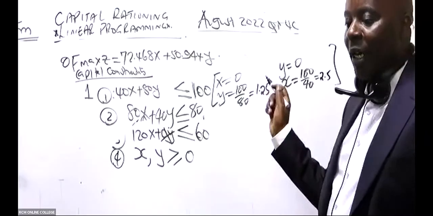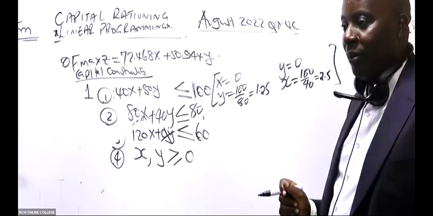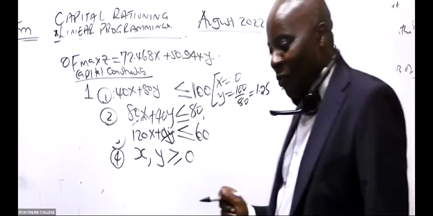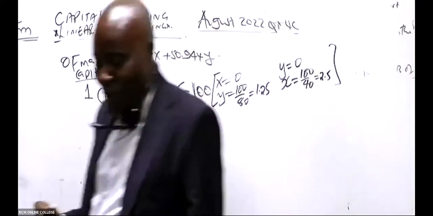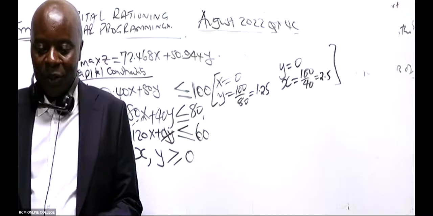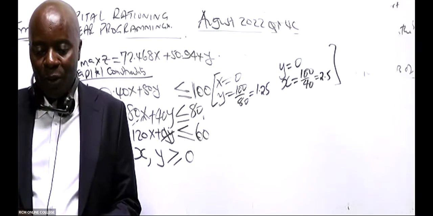Now, could you kindly go ahead and give me the second constraint on your own? The second constraint, the two points. I'll just get the points from you.